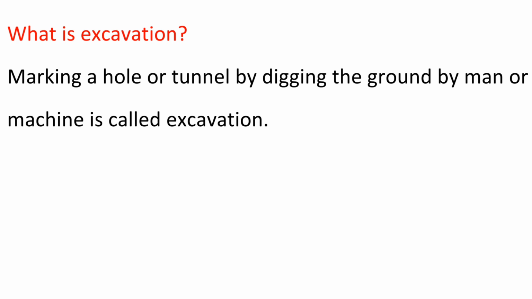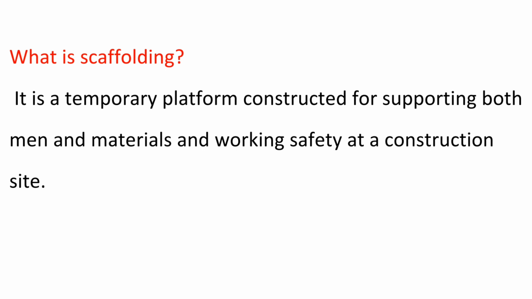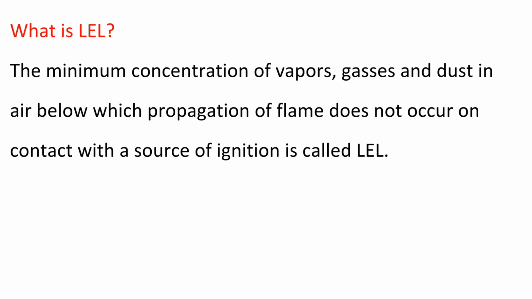Question. What is excavation? Answers. Making a hole or tunnel by digging the ground by man or machine is called excavation. Question. What is scaffolding? Answers. It is a temporary platform constructed for supporting both men and materials and working safely at construction site. Question. What is UL? Answers. The minimum concentration of vapors, gases and dust in air below which propagation of flame does not occur on contact with a source of ignition is called UL.